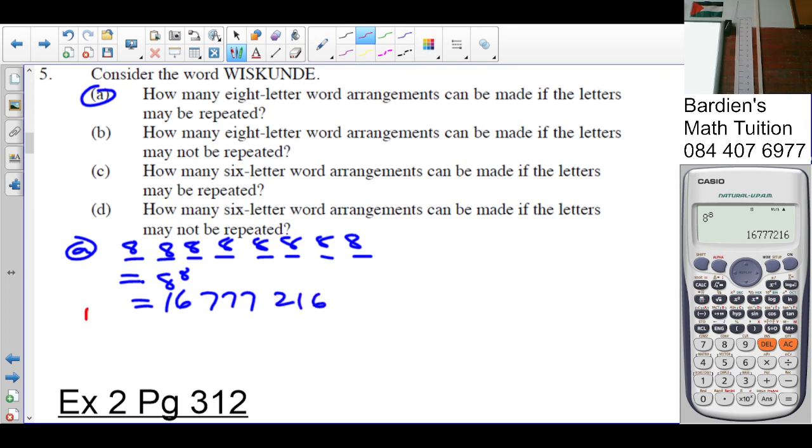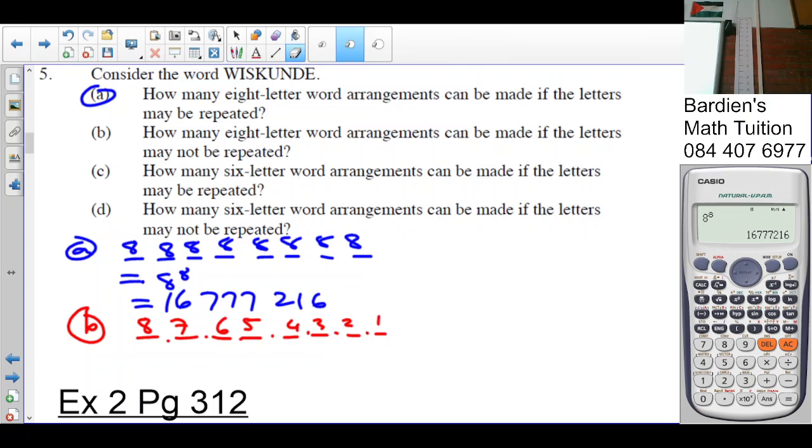Look at B. B says how many 8-letter word arrangements can be made if the letters may not be repeated. So you can already see it's going to be 8 factorial. Do I have to draw the bits? No. I have 8 options for the first one. The letters may not be repeated. So if I chose I, you can't choose it again. So it's 7, 6, 5, 4, 3, 2, 1. So that's simply 8 factorial. And 8 factorial gives you an answer of 40,320.